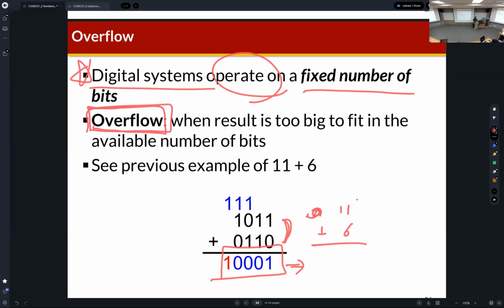So the meaning of overflow is that a result is too big for the available number of bits. Okay. So in this example, the result has only 4 bits, but we cannot represent the 17 using 4 bits of the binary number. So this situation is called an overflow. Okay. And then actually a computer hardware must detect overflows.